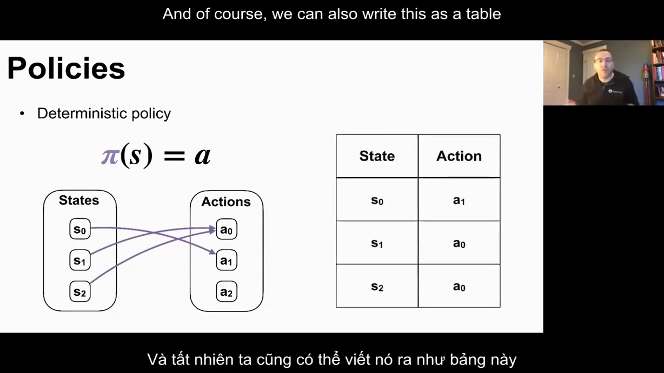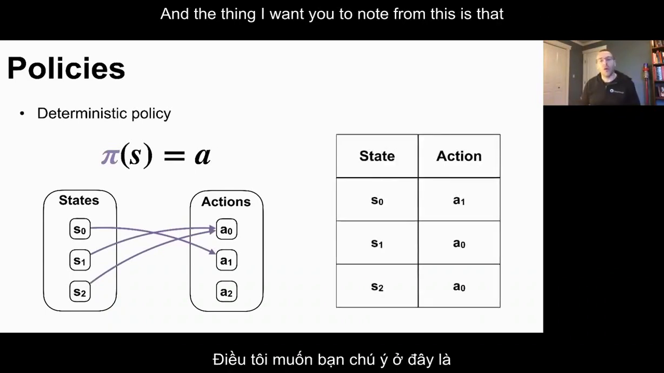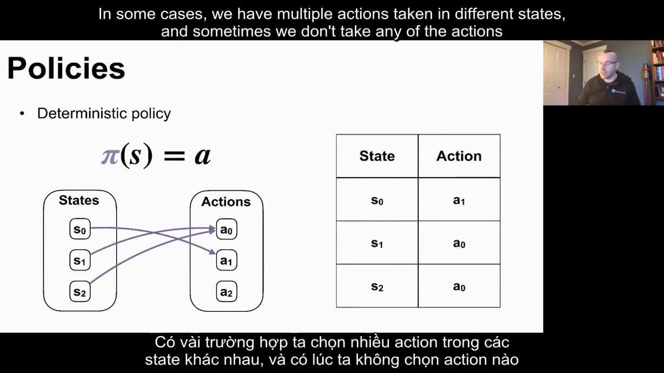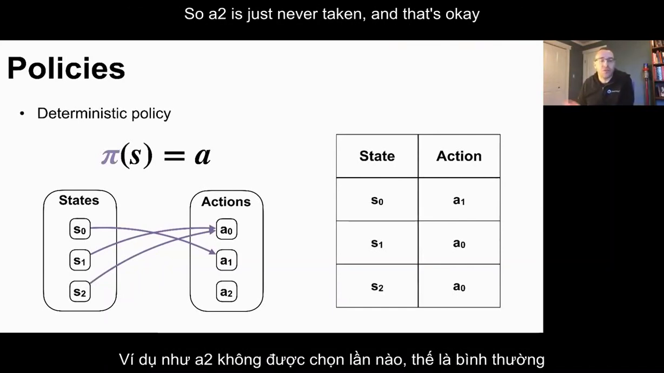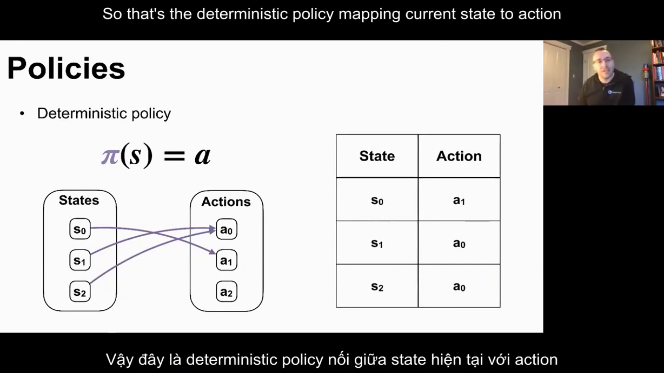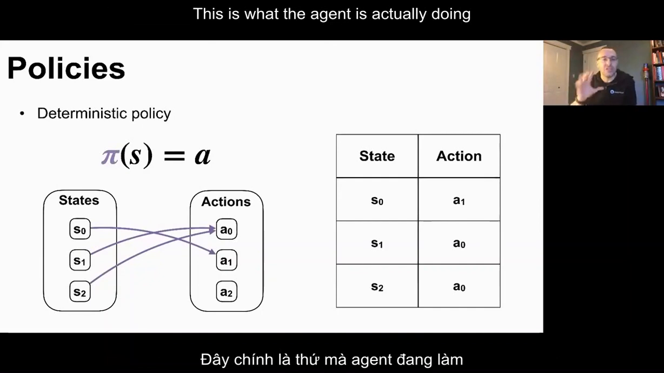Of course, we can also write this as a table. The thing I want you to note is that in some cases we have multiple states taking the same action, and sometimes we don't take some of the actions at all. So A2 is just never taken, and that's okay. That's a deterministic policy, mapping current state to action. This is what the agent is actually doing.